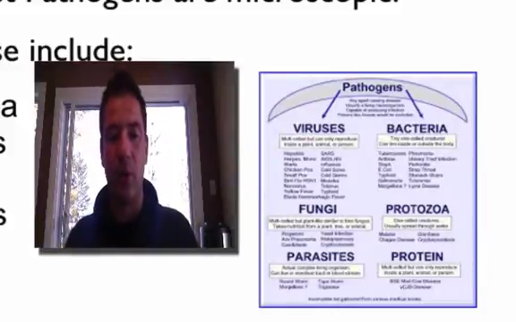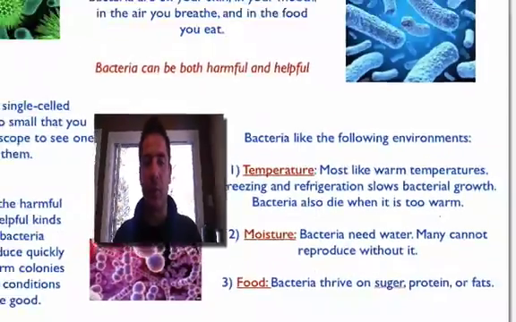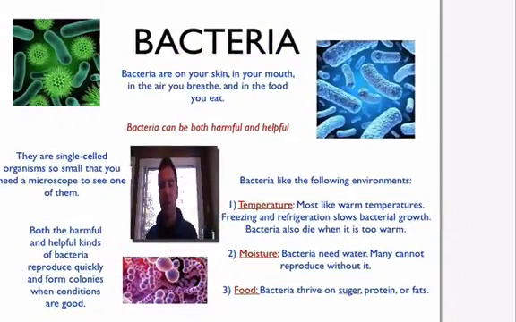Okay. So moving on, we're going to break it down and talk about those 4 pathogens discussed there. The first one we're going to discuss is bacteria. Basically, bacteria are on your skin, they're in our mouth, they're in the air we breathe, and they're in the food we eat. So these bacteria are everywhere.